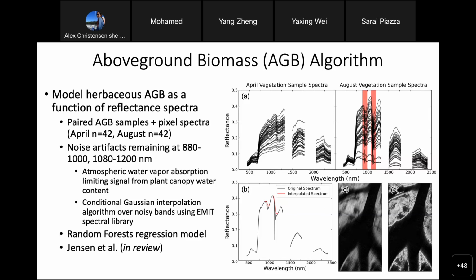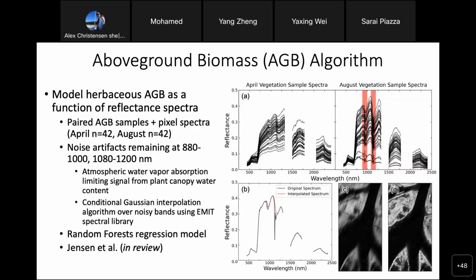Not to get too into the weeds on the algorithm here, but again, because the August data was so humid, there were some noise artifacts in the near infrared ranges, highlighted in red in the figure. So we developed a different algorithm that sort of imputes these values, because they're very important spectral regions that are indicative of how much water is in the plant canopy. And that's obviously an important facet for estimating biomass just from these spectra alone.